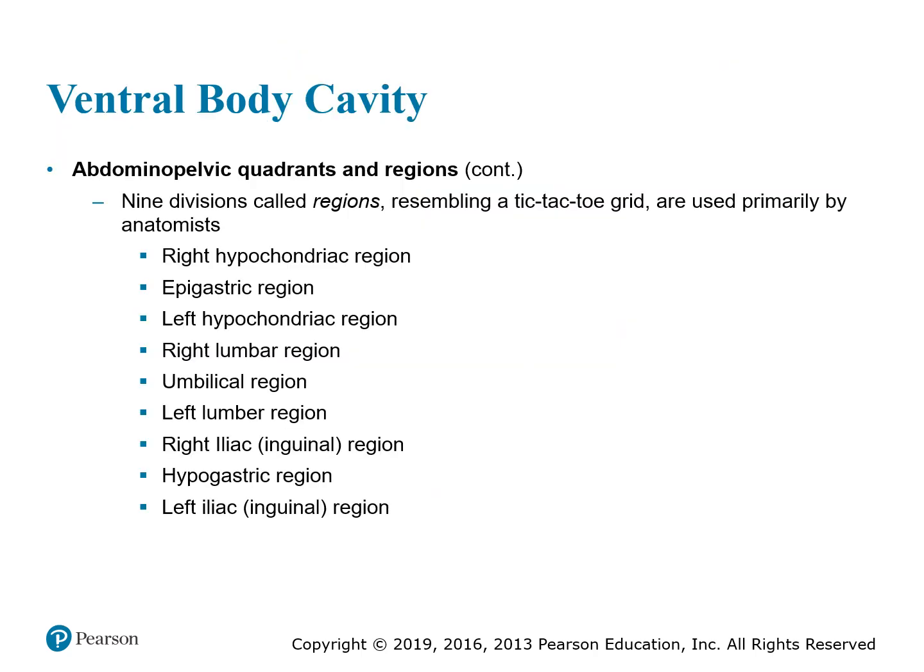So continuing on with the regions. A quadrant, quad meaning four, and regions break it down even more. We're breaking it down into a tic-tac-toe grid with nine anatomical regions. You have the right hypochondriac, the epigastric, the left hypochondriac. These are all the superior regions. Then you have the right lumbar, umbilical, left lumbar. These are the medial regions. Then the right iliac, the hypogastric, and the left iliac.